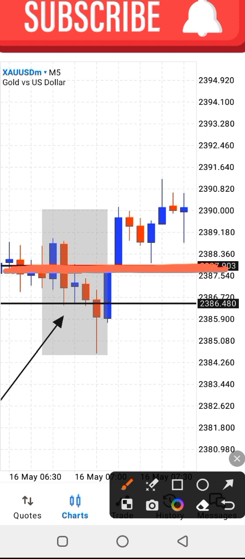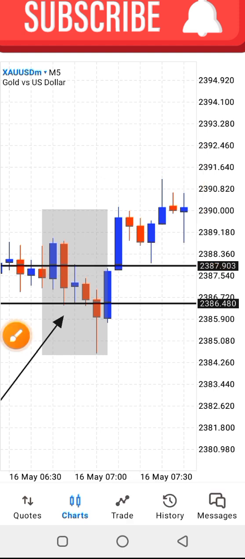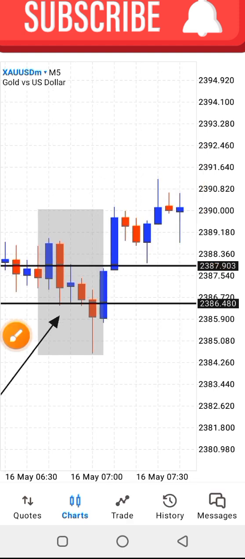And as you can see, what happened, price came down, tapped into that level, and then gave you a buy opportunity. Hope it's making sense. If there is any part you don't understand, ask in the comment section. I'll do my best to go over it again. So basically that's how you enter for your buy setup.